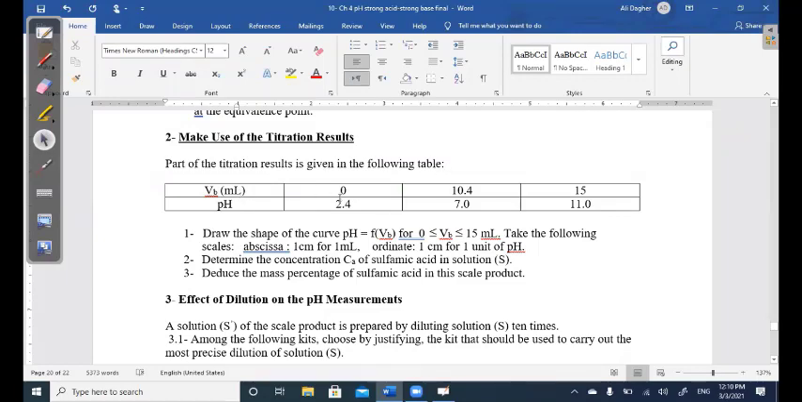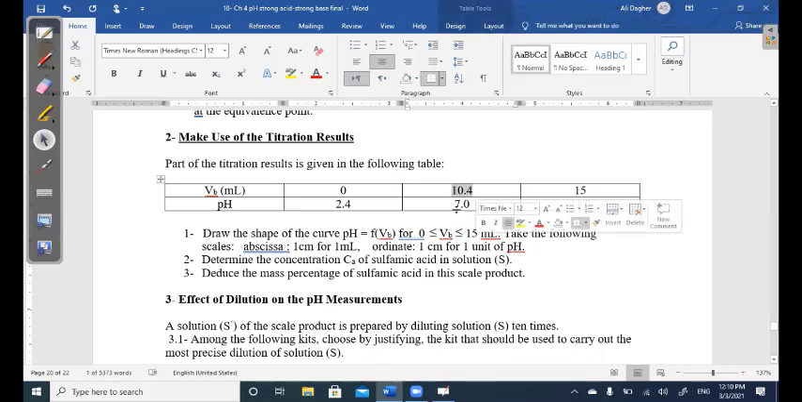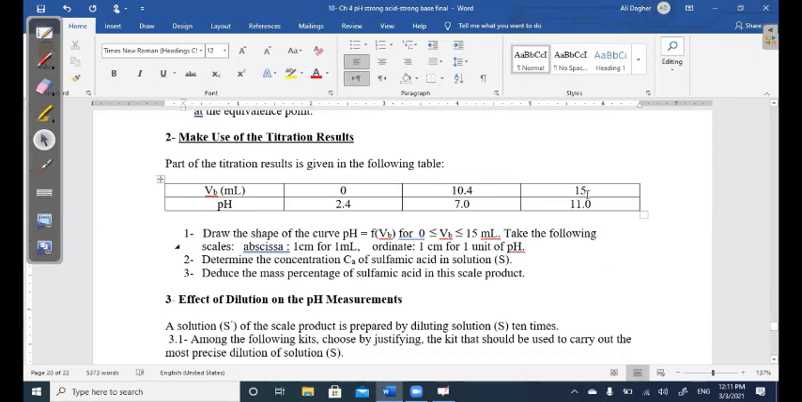We are given the initial pH, 7. That means when pH equals 7, the corresponding volume is the volume at equivalence. Then VBE equals 10.4. And the final point, 50 milliliter, pH equals 11.